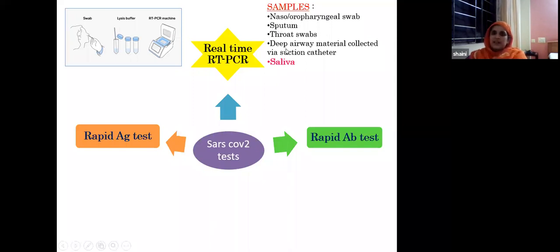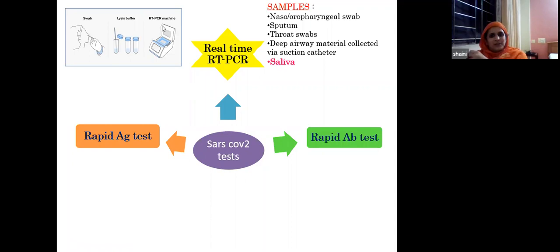Deep airway material, if the patient is already in an ICU and it is easier to take the airway material, or you can take deep from the lung, that is always better. And finally, of interest to us is saliva. Saliva is also used now. It has been approved by FDA and all. It is called the spit test.